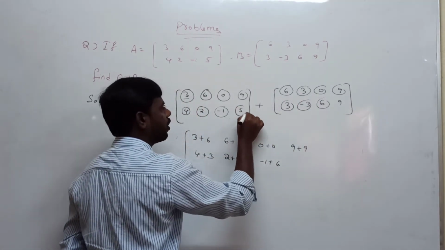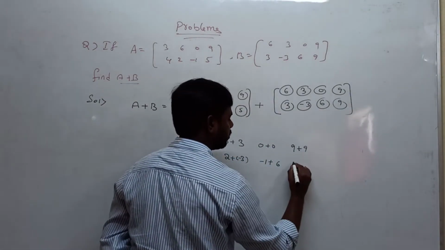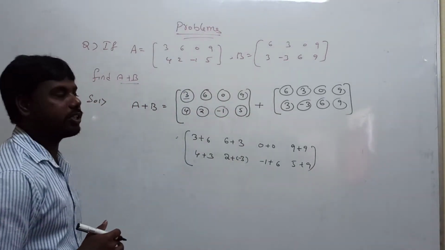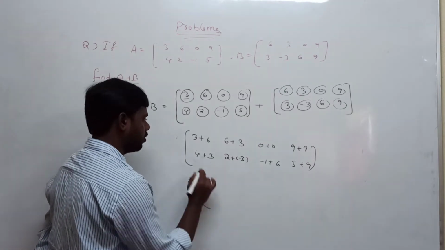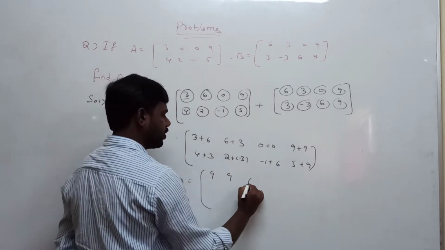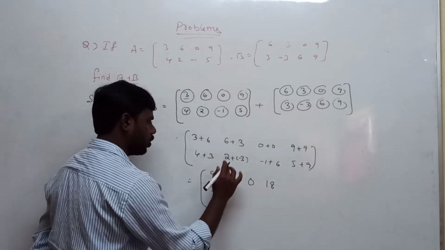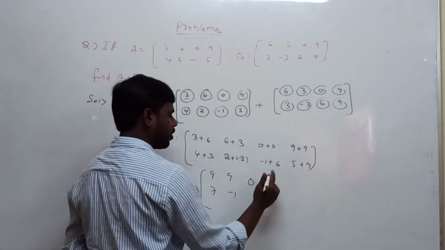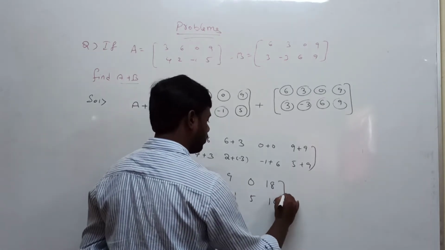Are you understanding? I put the round here, but in the exam don't put the round. Then 5 plus 9. Now, 3 plus 6 is 9, 6 plus 3 is 9, 0 plus 0 is 0, 9 plus 9 is 18, 4 plus 3 is 7, 2 plus (-3) is -1, -1 plus 6 is 5, 5 plus 9 is 14.